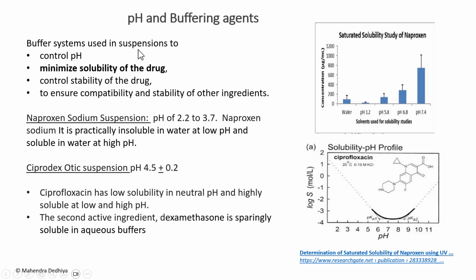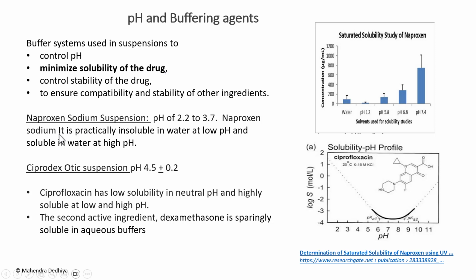pH and buffering agents. As pointed out in an earlier video, buffer systems in suspensions are used for several things. Number one, to control the pH. Minimize solubility of the drug. This is very critical, and we'll look at that in more detail in this submodule. It controls stability of the drug and also ensures compatibility and stability of other ingredients. The focus is on minimizing solubility of the drug in the vehicle and thereby allowing the drug to be suspended.